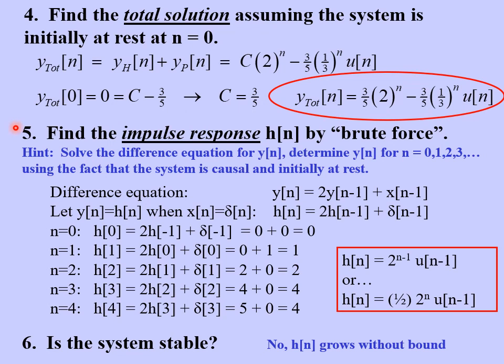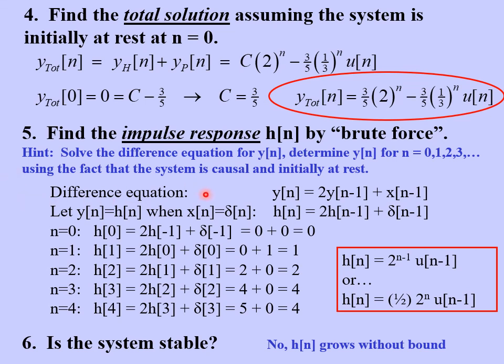Question number 5 says find the impulse response h of n. Remember the impulse response h of n, and we're going to find it by brute force. So the hint here was to solve the difference equation for y of n and determine y of n for n equal, we'll start with 0, and then 1, 2, 3, and so forth, using the fact that the system is causal and initially at rest. All right, so let's see how to do this.